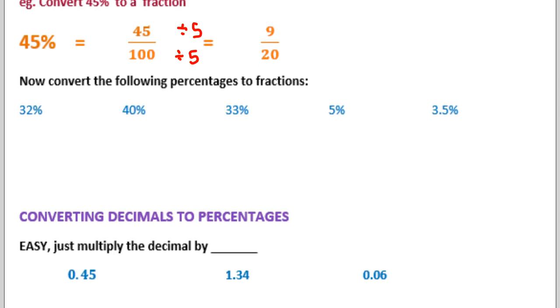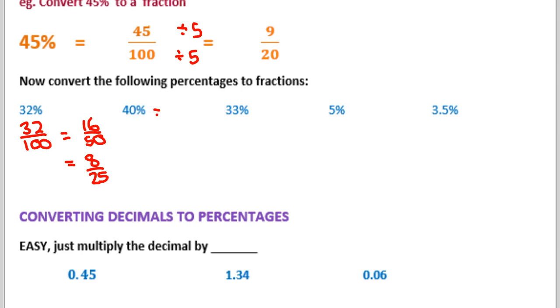So 32%, write it as 32 over 100, which is divisible by 2. So divide by 2, you probably get 16 over 50, but it can be simplified further. So we can divide by 2 again. So you get 8 over 25. So just double check, can you simplify the fraction further? 8 and 25 doesn't simplify any further.